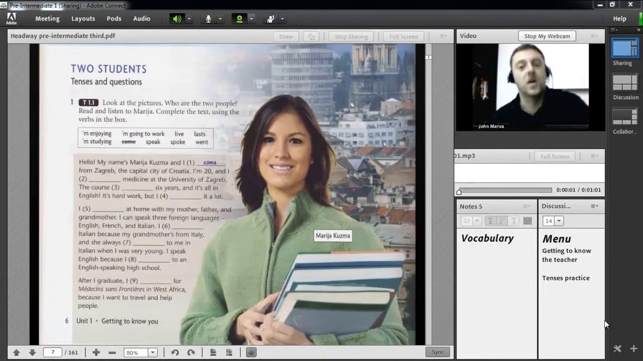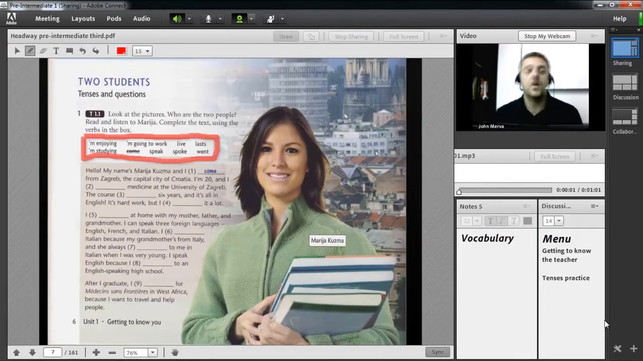So let's do some work on tenses. The lady in the picture is a girl named Marija Kuzma. She is a student in Croatia in Europe. We're going to listen to her talking about her life. In the box that I have highlighted red, there are some words that will fit into the gaps in Marija's presentation. As we can see, number 1, hello, my name is Marija Kuzma, and the word that goes in the gap is come from Zagreb.